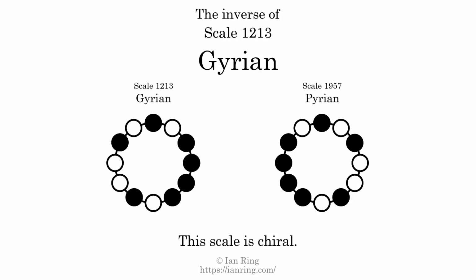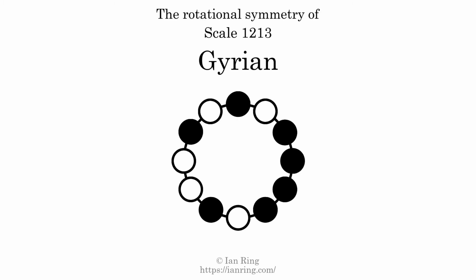The inverse of a scale is a mirror image. It is what you get when the sequence of intervals is reversed. The inverse of this scale is scale 1957, also known as Gyrian. This scale is chiral. It cannot transform into its inverse by rotational transformation. This scale has no rotational symmetry.